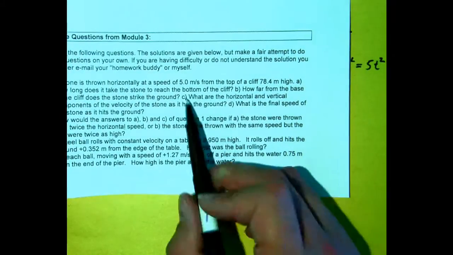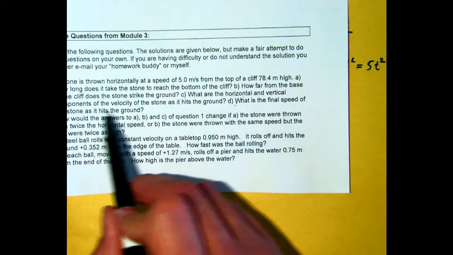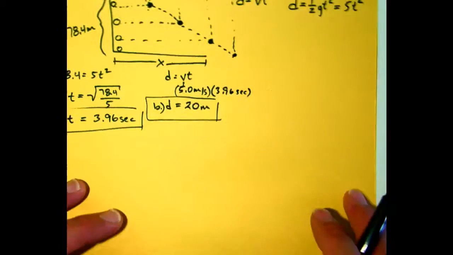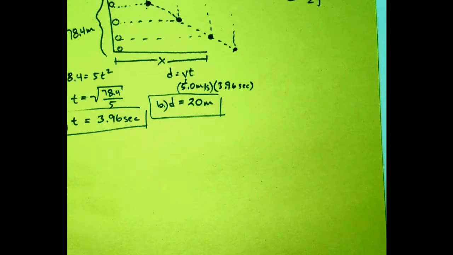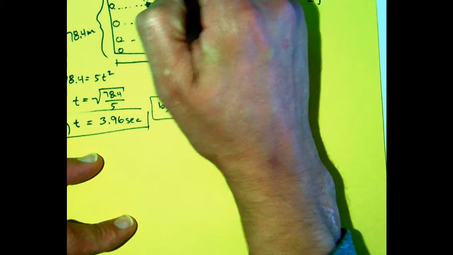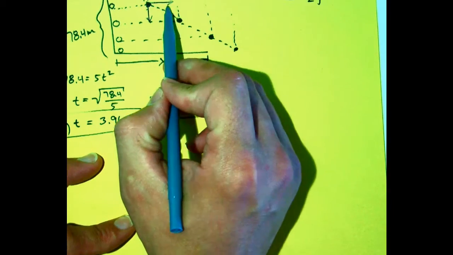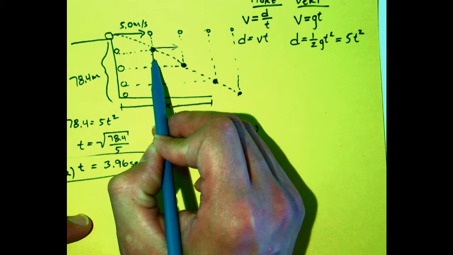And then we'll answer C and D at the same time. C says what are the horizontal and vertical components of velocity. And then D says what's the final speed. So we'll answer those two together. So right here, at each one of these cases really, I'll try to use a different color here. It's moving forward. And it's also falling at the same time, right? This is my horizontal component. This is my vertical component.